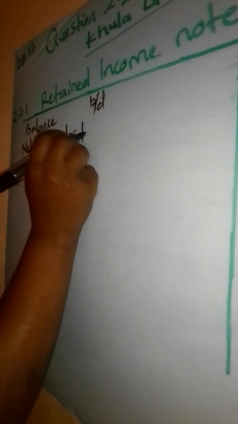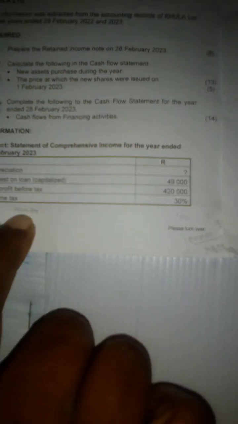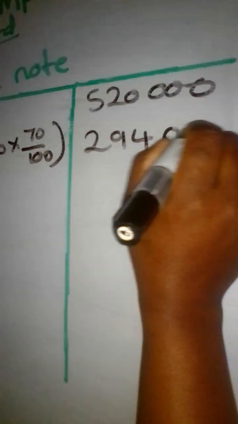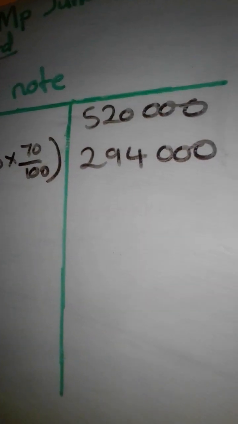And then after that, we have to record the net profit after tax, which we have to calculate, because if you look at information A, we are given net profit before tax 420,000, and then the income tax is 30%. So the net profit after tax, after minusing 30%, will be 70% of this amount. So we are going to say 420,000 of the net profit before tax multiplied by 70%. If we multiply, we are going to get something like 294,000, which is our net profit after tax.